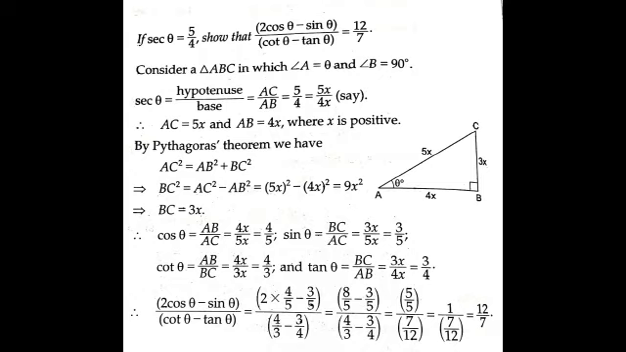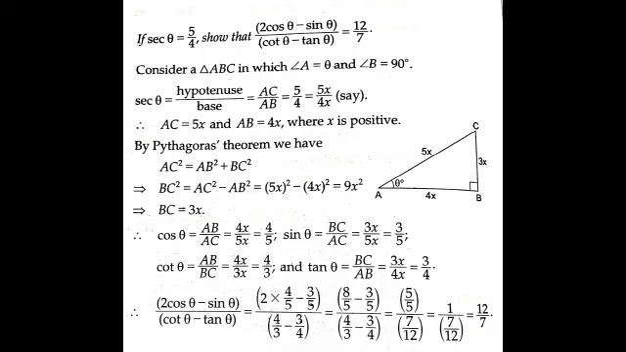Now cos theta is the reciprocal of sec theta, so we can write cos theta is equal to 4 by 5. Sin theta is perpendicular by hypotenuse, that is 3x by 5x, that is 3 by 5. In the same way, cot theta is base by perpendicular, that is 4 by 3. Tan theta is perpendicular by base, that is 3 by 4.